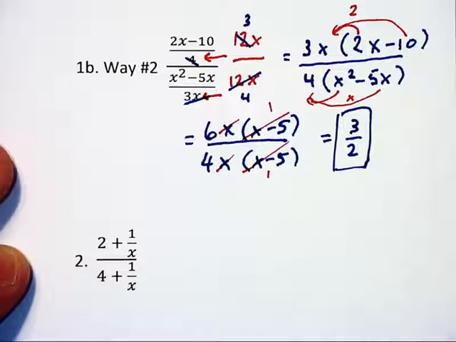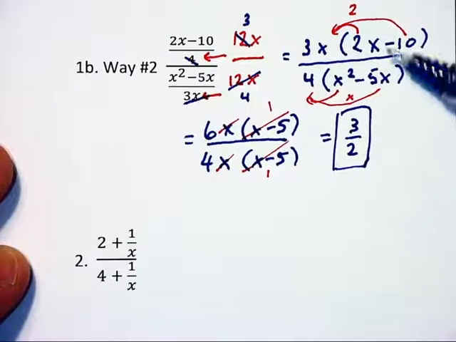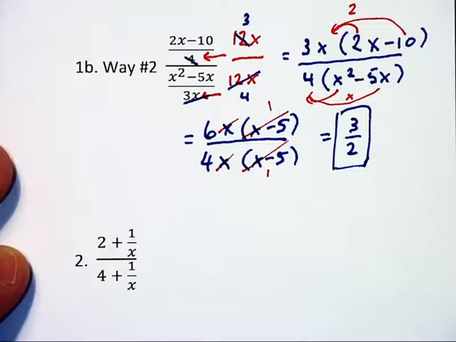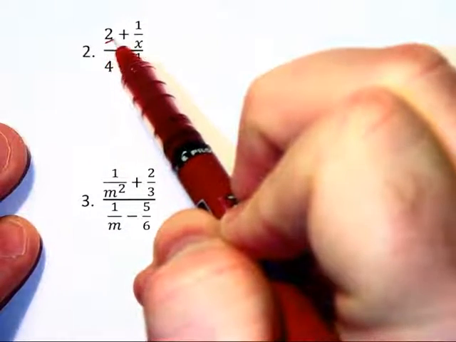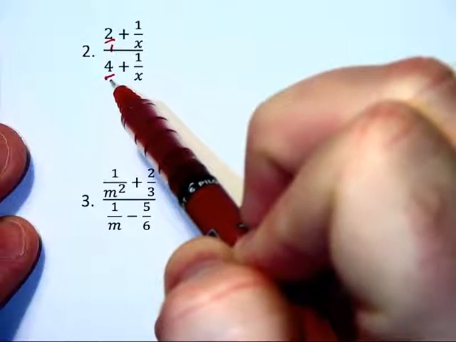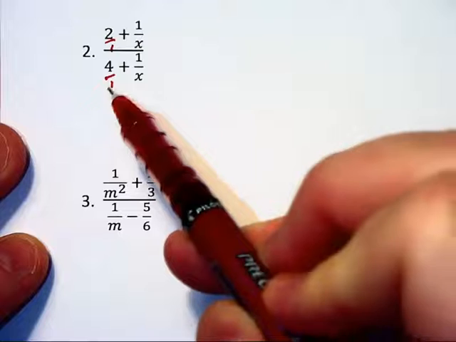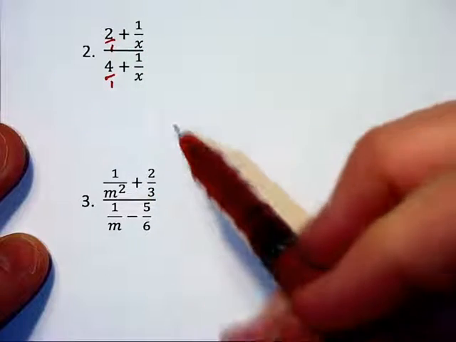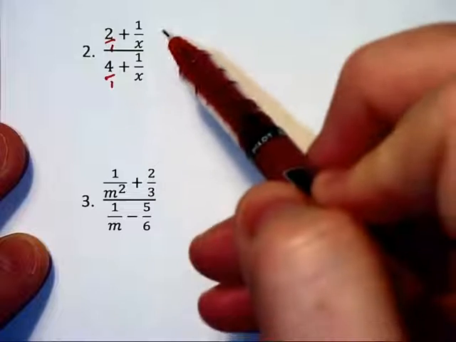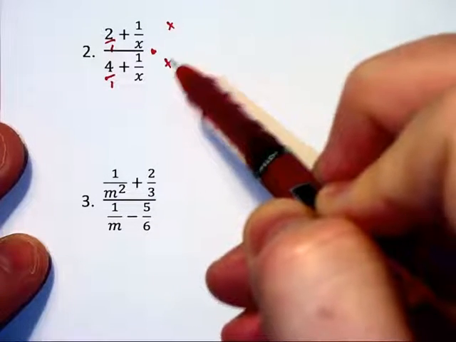I'm going to focus on this second method to use most on this page because we clear out those complex fractions really quickly. For number 2, I'm going to pretend that the 2 and the 4 are written as fractions over 1, and I'm going to look at my 4 mini denominators, 1, x, 1, and x. The least common multiple there is x, and I want to multiply now by x over x.